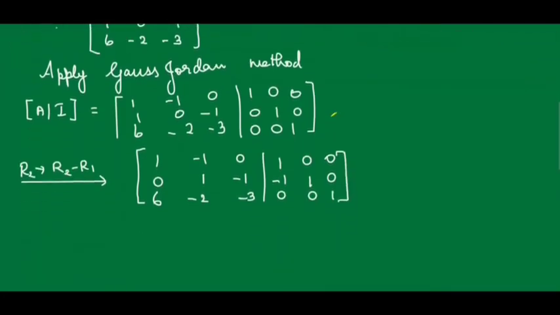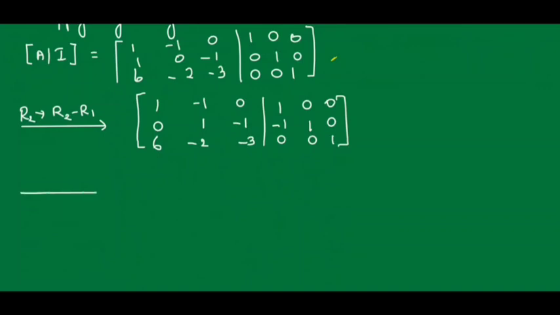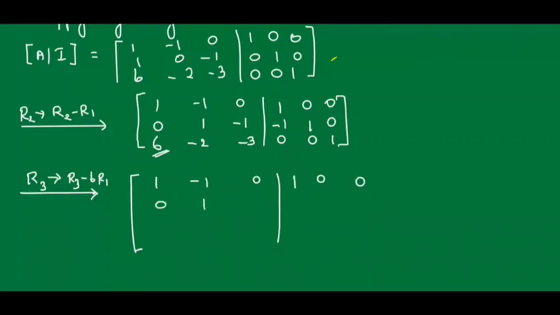Next we are going to make the transformation again here. The transformation we are going to do is on R3. I want to bring this element to 0, so I change R3 to R3 minus 6 times R1. R1 and R2 remain the same: 1, 0, 0, 1, 0, 0. Second row remains the same: 0, 1, minus 1, minus 1, 1, 0.